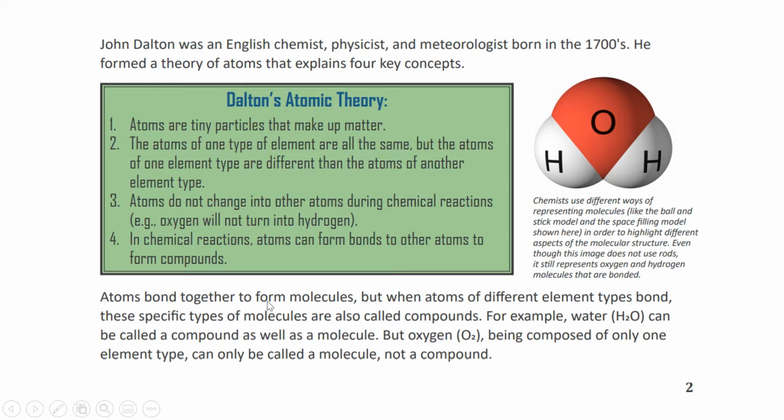Atoms bond together to form molecules, but when atoms of different element types bond, these specific types of molecules are also called compounds. For example, water, H2O, can be called a compound as well as a molecule, but oxygen, O2, being composed of only one element type, can only be called a molecule, not a compound.